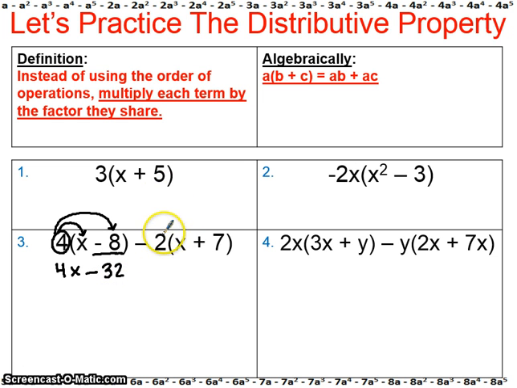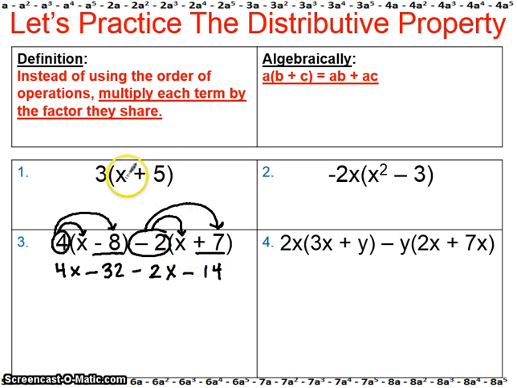Now let's look at the rightmost part. We have a factor of negative 2. Notice how I grabbed the sign in front. Times x and negative 2 times positive 7. So let's simplify those parts. Negative 2 times x is negative 2x. Negative 2 times positive 7 is negative 14.